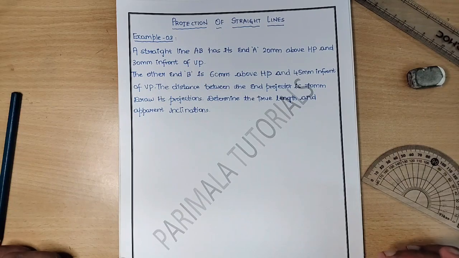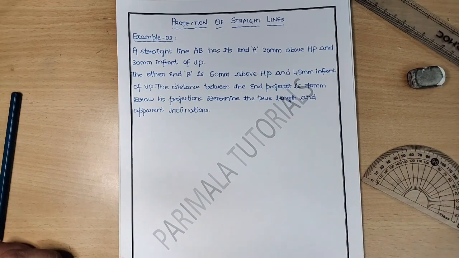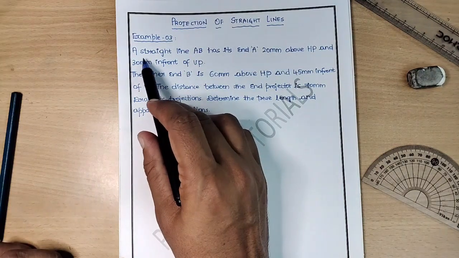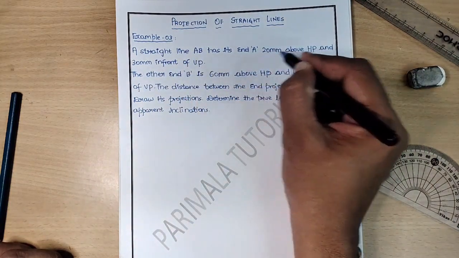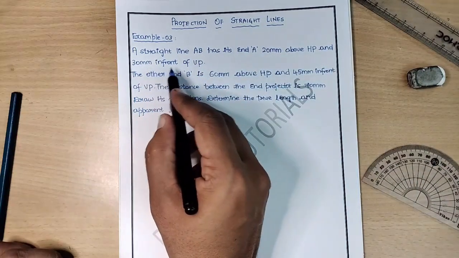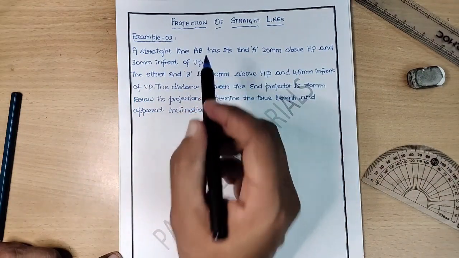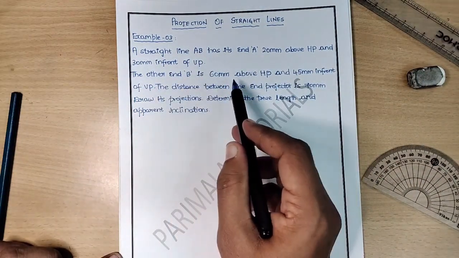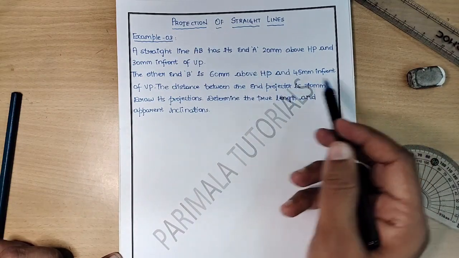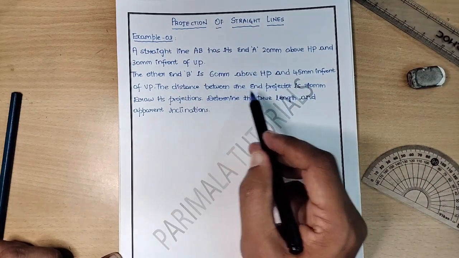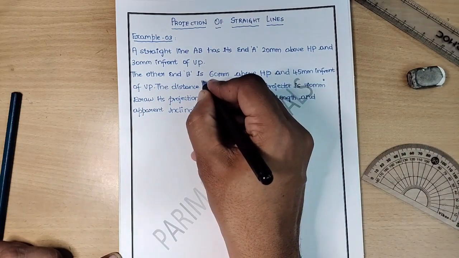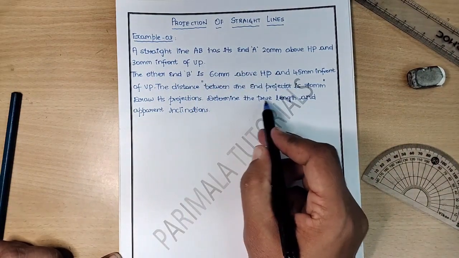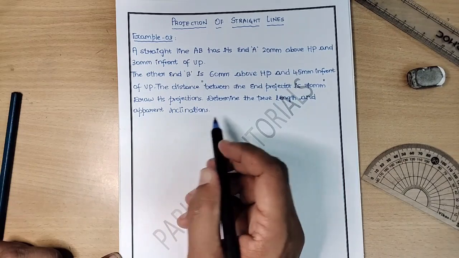In this session, let us see the third example on projection of straight lines. Straight away, the question is like this. A straight line AB has its end A 20 mm above the horizontal plane and 30 mm in front of the vertical plane. The other end B is 60 mm above HP and 45 mm in front of VP. The distance between end projector is 70 mm. So one of the important data as of now. Draw its projection, determine the true length and apparent inclinations.